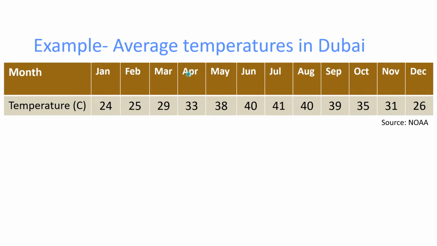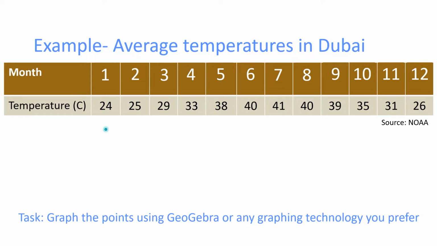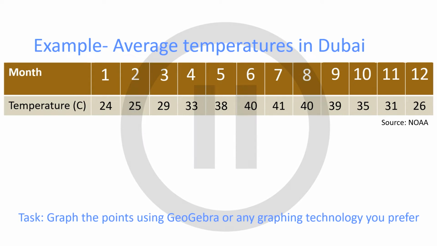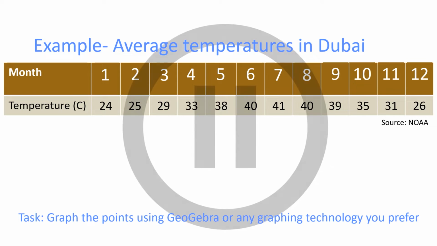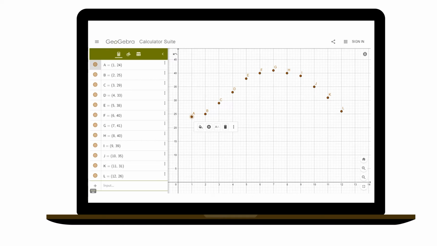First, let's change the names of the months. Instead of having names, let's have numbers so that we can graph them or plot them. Your task now is to use GeoGebra or any other graphing technology you prefer, like a graphing calculator, Desmos, anything you prefer, Excel maybe, to graph these points. Okay, let's take a look at the result.